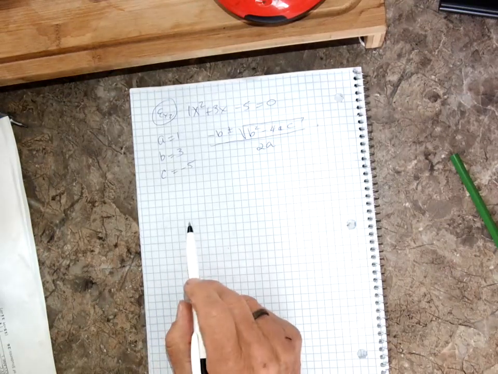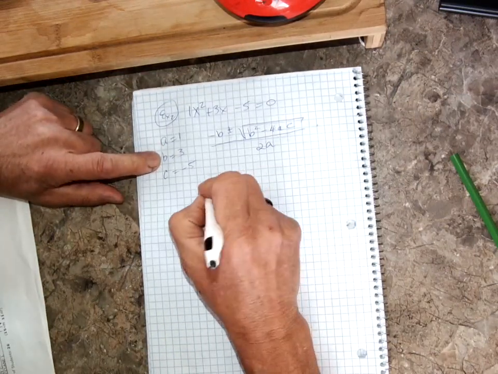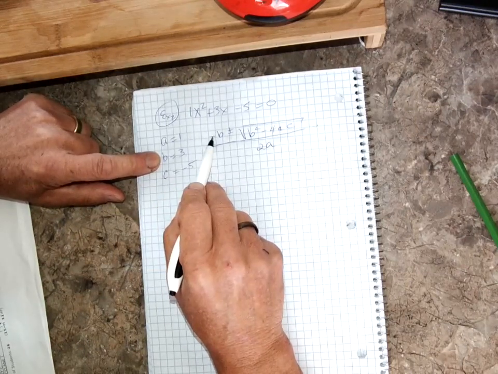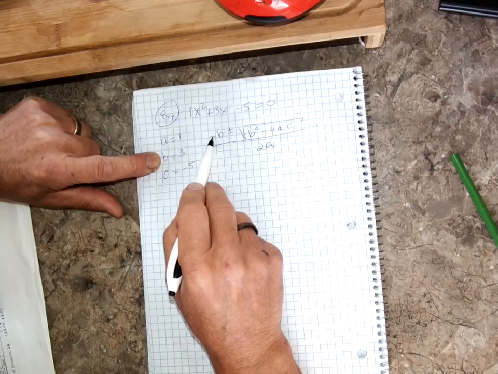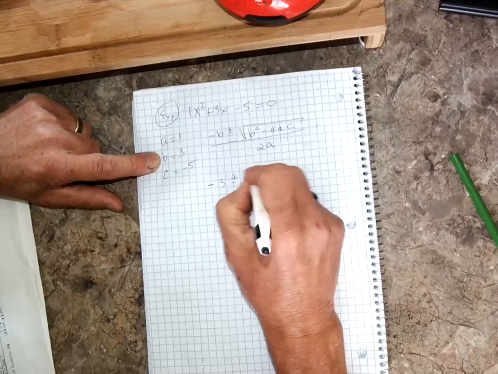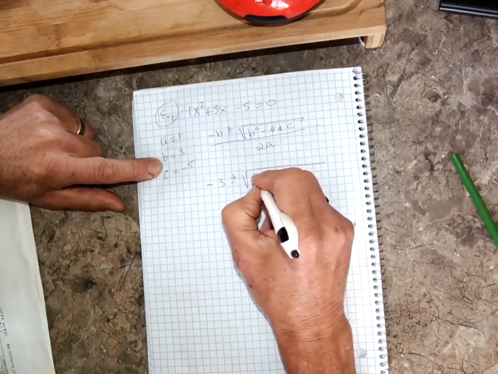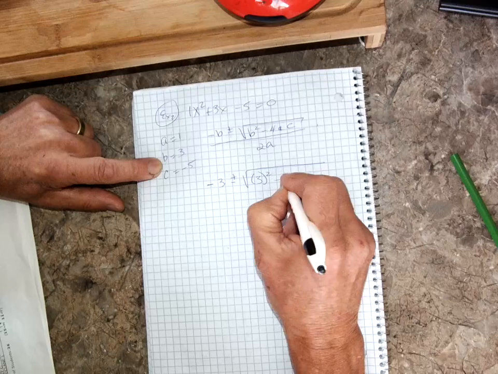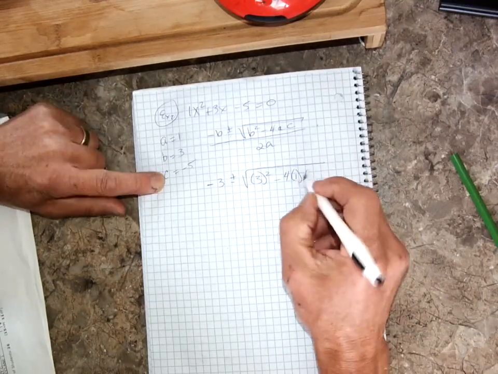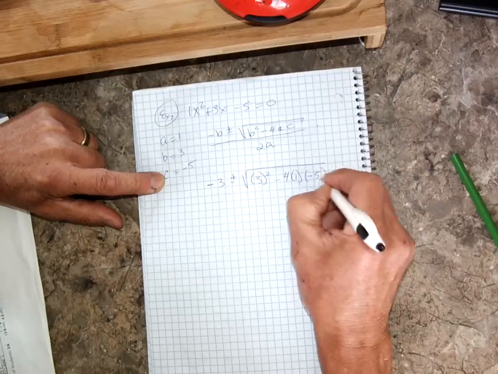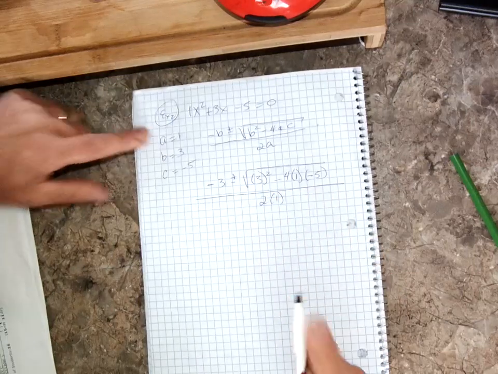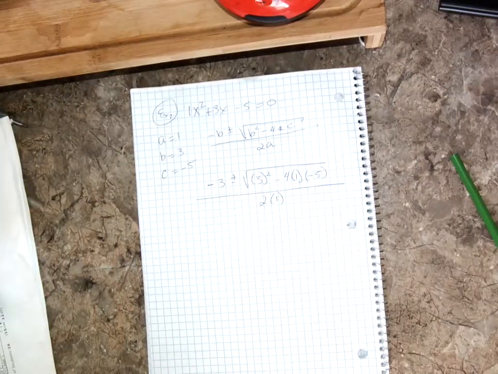Let's plug the numbers in. Negative b. And if b is negative, I get a negative negative. I hope everybody understands that. We'll look at one of those here in a bit. So negative b gives negative 3 plus or minus the big square root of b squared, which is 3 squared, minus 4 times a, which is 1, times c, which is negative 5, all over 2 times a, and a is 1. So just put the numbers into the formula. That's all you've got to do.